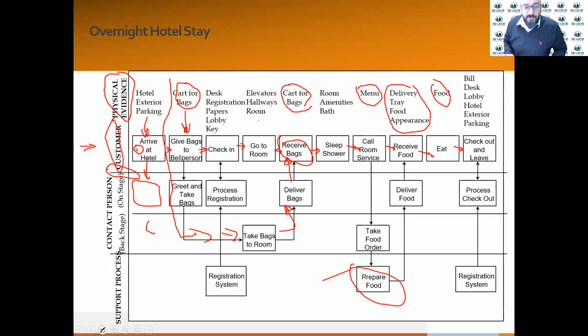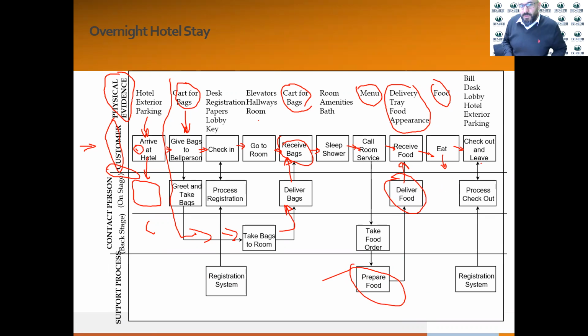So for the raw material of food, they will bring it, cook it, and then send it to deliver the food. Once they deliver the food, this is where the customer receives the food. And same thing for the next step, which is eat. There's nothing, just the customer himself or herself, with nothing to interact with.